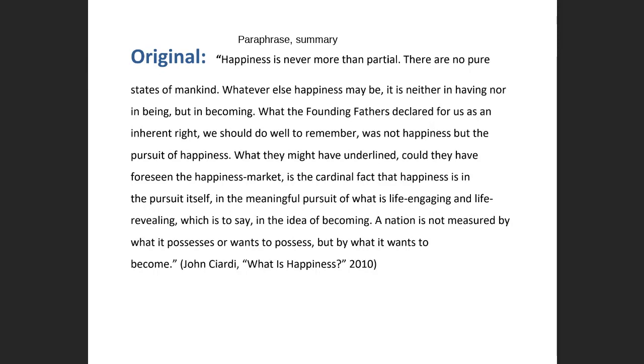So in this case, we have this paragraph that I did lift from an essay by this guy, John Ciardi, entitled What is Happiness? And the publication date was 2010. All right. So here's the original. Happiness is never more than partial. There are no pure states of mankind. Whatever else happiness may be, it is neither in having nor in being, but in becoming.